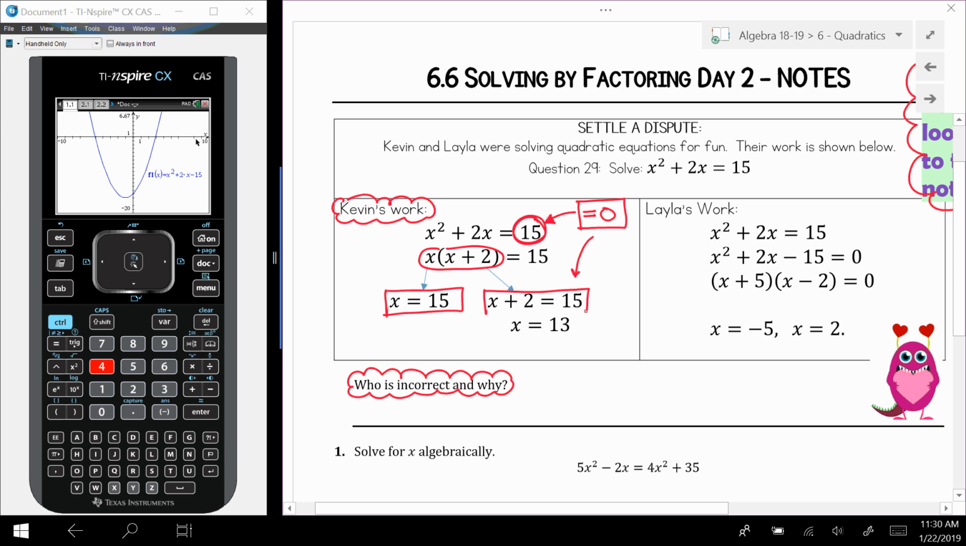Even though he got two answers of 15 and 13, when you actually look at the graph, which is over here, and again, we had to look at x squared plus 2x minus 15, the answers are actually 3 and negative 5. I paused there because silly Layla, she messed stuff up as well. These should have been answers of 3. So they were both incorrect, but Kevin was way more incorrect.